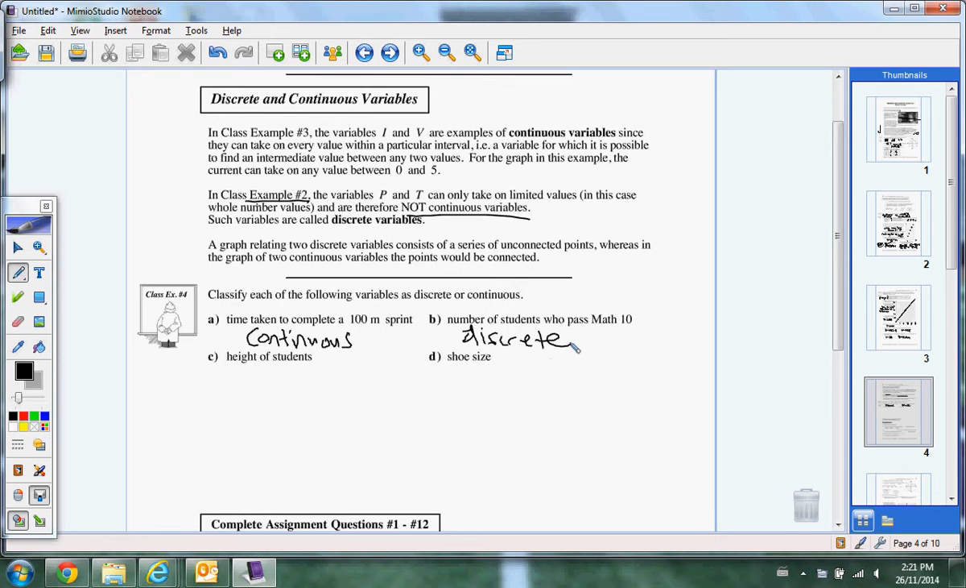Height of students. I mean, realistically, even if Chris and I are both 5'10", if we really got down to it, he might be 5'10.3", and I might be 5'10.2", right? We might not all be exactly 5'10", so that would be an example of continuous. You know there's an infinite amount of heights, right? We talked about that in Math 9.